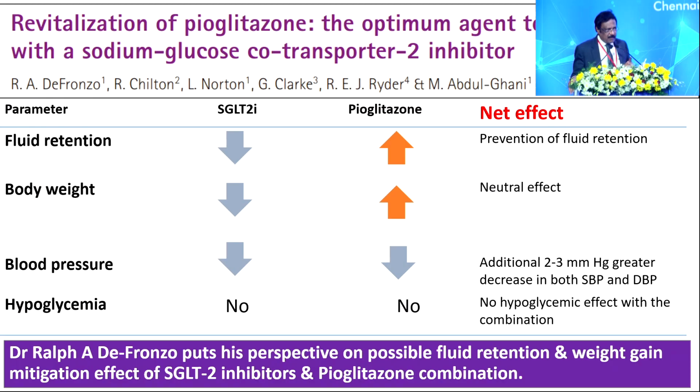Why can we combine these molecules? First reason, fluid retention is more common with pioglitazone, and body weight increase is also seen with pioglitazone. But these two effects are nullified by the SGLT2 inhibitors, because they decrease fluid retention and decrease body weight. So both the actions are nullified, and Professor D. Franco puts his perspective on the possible fluid retention and weight gain mitigation effect of the SGLT2 inhibitor and pioglitazone combination. So this combination is one of the wonderful combinations that we can easily prescribe to the patient for various reasons.